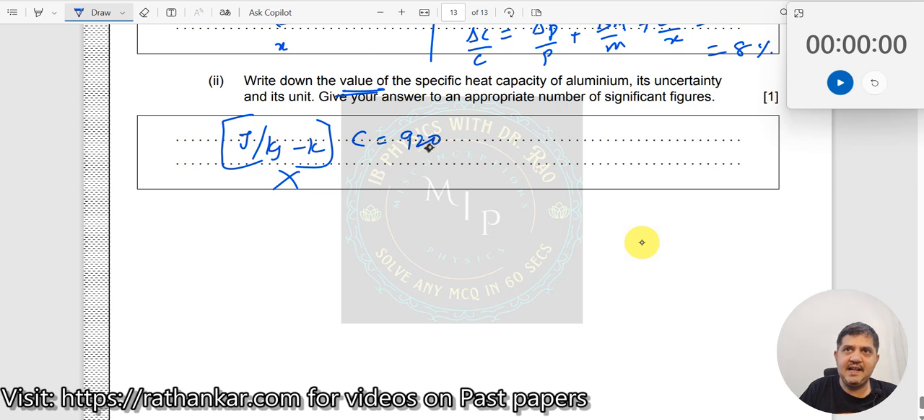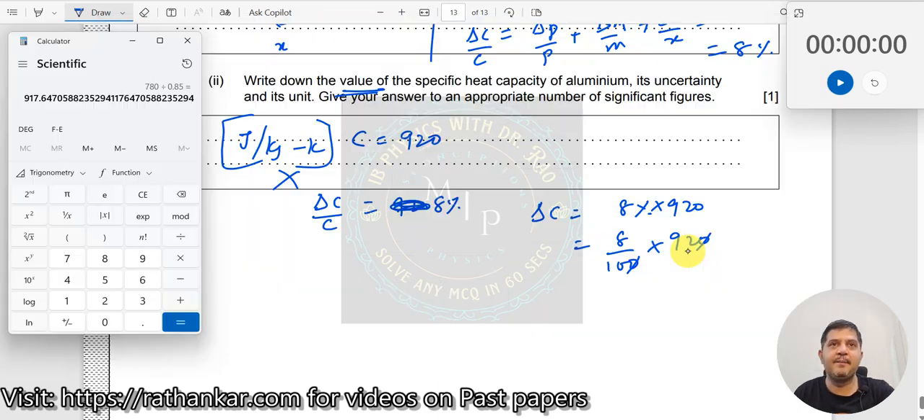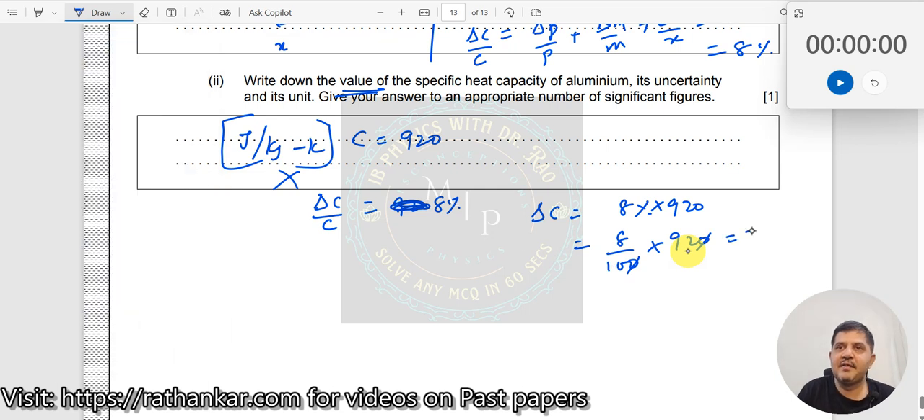Uncertainty. Now you see the uncertainty in this one is delta C by C, and C is equal to 920. So delta C by C is equal to 8%. So therefore, delta C should be 8% of 920, right? So what should I do? I should write this as 8 by 100 multiplied by 920. The 0 goes away. And now let me use my calculator once again. So this will now become 92 star 8 is equal to so much divided by 10 is equal to 73.6, which is close to 74.